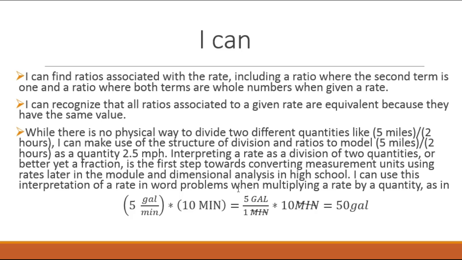I can use this interpretation of a rate in word problems when multiplying a rate by a quantity, as in 5 gallons per minute times 10 minutes, which comes out to equaling 5 gallons over 1 minute times 10 minutes. My minutes actually cancel out to give me 50 gallons.